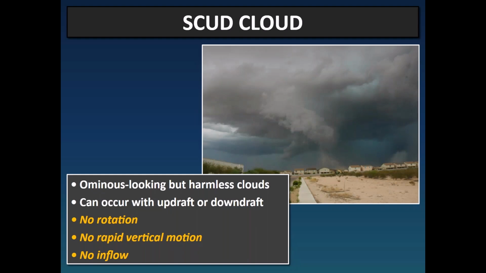So unlike a wall cloud, scud clouds are ominous looking but harmless clouds, and they can occur with updrafts or downdrafts. They basically form due to rain-cooled air, but the key giveaways that these are harmless is there's no rotation with them, there's no rapid vertical motion and there's no inflow. They kind of just hang in the sky.